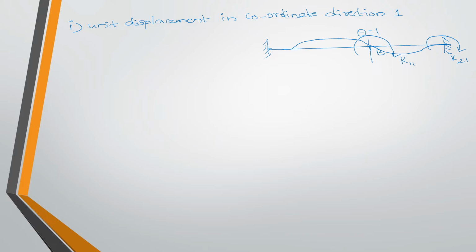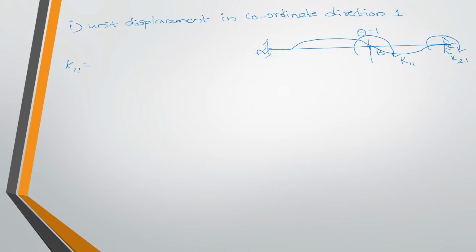So using the slope deflection equation, here you have to develop the coordinate directions 1 and 2. At this B portion, theta B is equals to 1. A support is a fixed support and C support is also fixed, so the slope is 0. So using the slope deflection equation, we have to find out K11 and K21. K11 stands for the force at first coordinate direction when the displacement is also at first coordinate direction. And K21 stands for the force at second coordinate direction when displacement is at first coordinate direction.